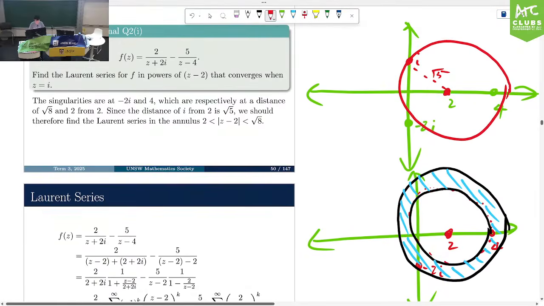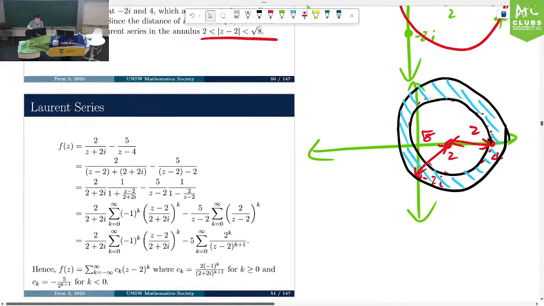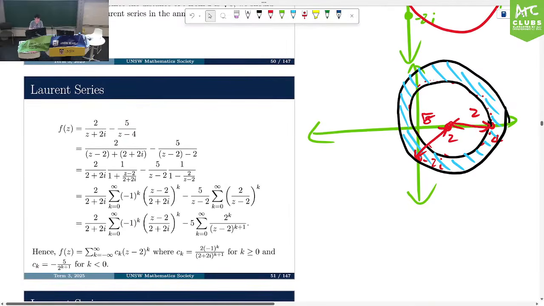So what we're interested in is this. 2 will become the radius of the inner circle, which is here. This radius is 2 and this radius is root 8. Yeah, and then we can just try our best to find the GP.